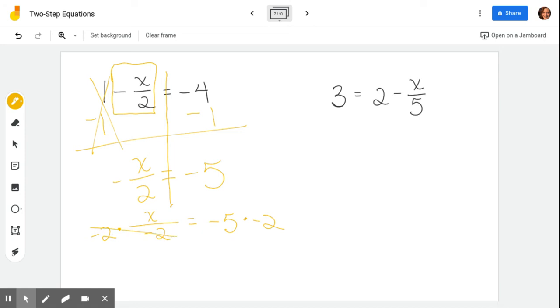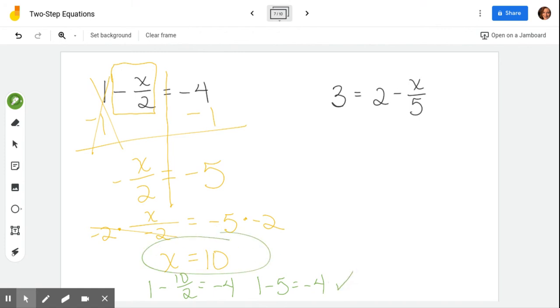So now on the left, I have an x. And on the right, that becomes a positive 10. Let's make sure that's good. If I plug that in, it would say 1 minus, read the problem, Luger. 1 minus 10 over 2 equals negative 4. That means 1 minus 5 equals negative 4. Yep, sure does.